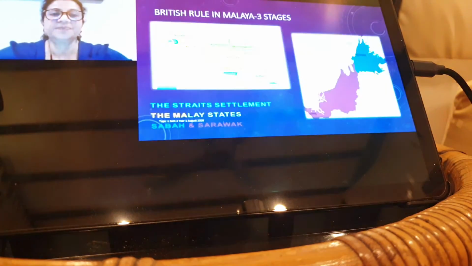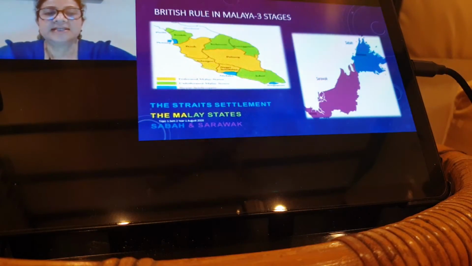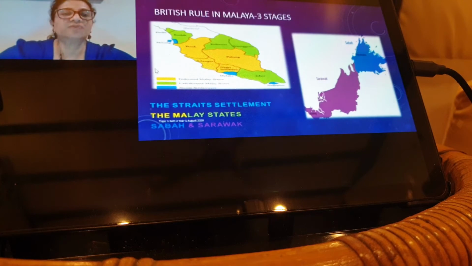So let's look at these, the stages of British rule. If you look at the ones in blue, you have Penang, followed by Malacca, and then followed by Singapore. These three states subsequently form the Straits Settlement. It's very important for you to know the development of the Straits Settlement.